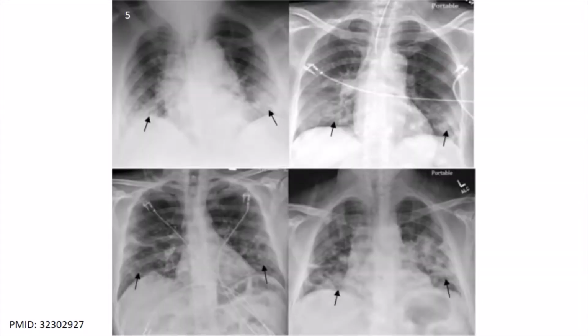As opposed to community-acquired bacterial pneumonia, which tends to be unilateral and involving a single lobe, COVID-19 and other viral pneumonias typically produce lung opacities in more than one lobe.